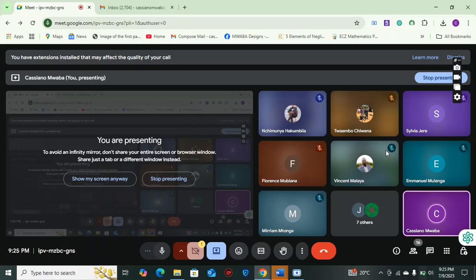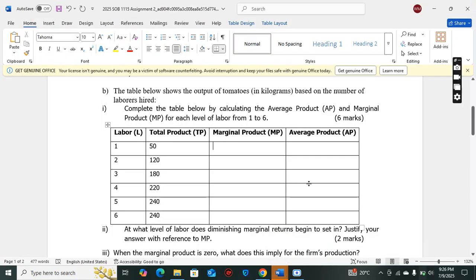I'm still leaning towards putting the 50 there because I'm thinking the question will make you assume that when there's zero workers, there's zero productivity. So 50 minus zero, 50. But I'll confirm after this class, so that in case it's a dash, we'll put a dash. But for now, let's work with that 50. Okay, so we'll put 50 here.